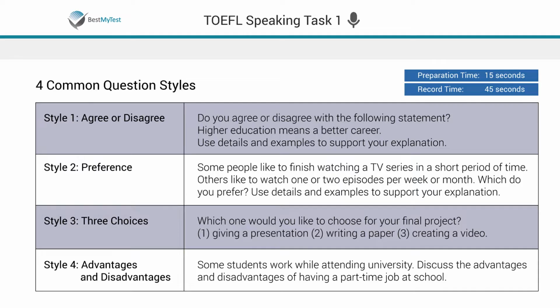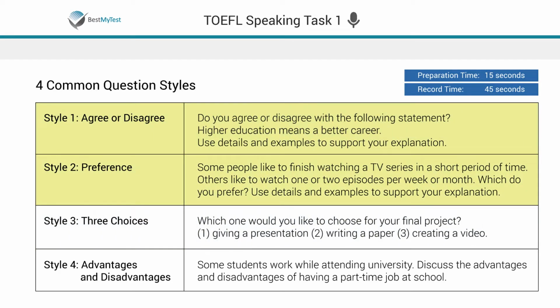All right, so out of these 4 question styles, you're most likely going to see preference or the agree-disagree question style. So you really want to focus on these 2 and make sure you can nail them. But you can't neglect the other 2 because they show up as well. And they're a little bit more complicated, so you want to spend some time with them.